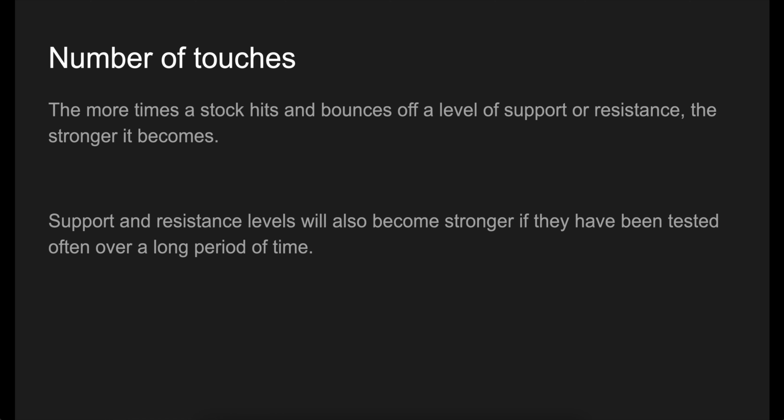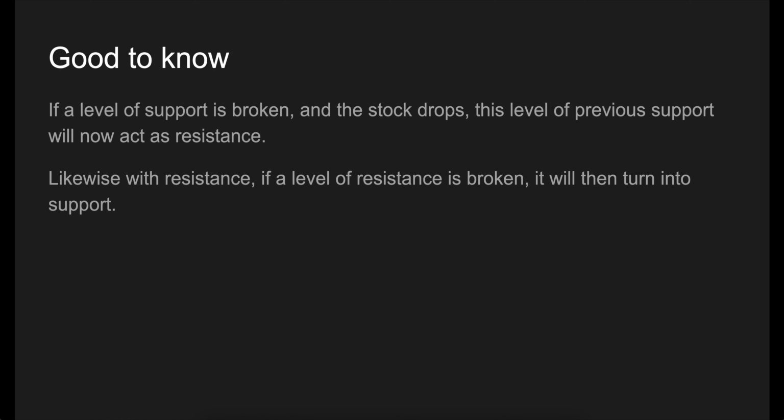Number of touches. The more times a stock hits and bounces off a level of support or resistance, the stronger it becomes. Support and resistance levels will also become stronger if they have been tested often over a long period of time.